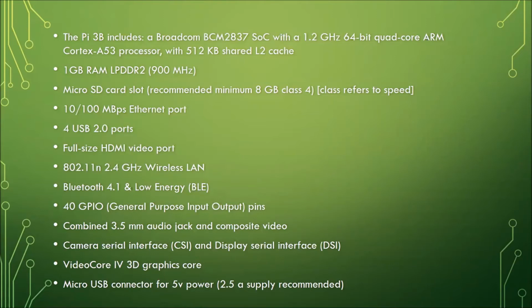There are 40 GPIO pins, much like the Arduino. There's a 3.5 millimeter jack that can output audio and/or composite video. There's a digital camera serial interface and a display serial interface and a built-in graphics processor, all on this small board, powered through a micro USB connector. They recommend 2.5 amps. Now you might have an old cell phone charger with a micro USB connector that you could use if you want, although it may not provide 2.5 amps, but it might work fine for you.